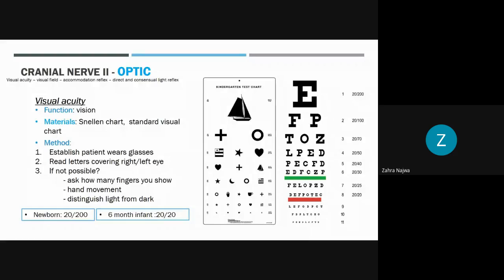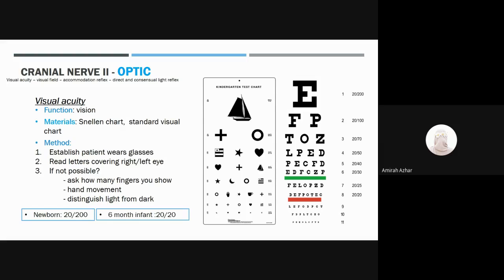If it is not possible to read the Snellen chart, use the standard visual chart. Oh, okay. So, sorry about that. For the optic nerve, we will measure 4 assessments: visual acuity, visual field, accommodation, and also the light reflex. In visual acuity, you assess the patient using materials such as the Snellen chart and also the standard visual chart. Bear in mind that we proceed with this method if the patient can understand our commands.